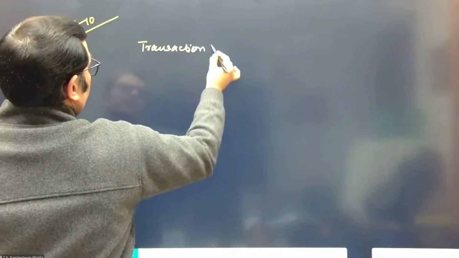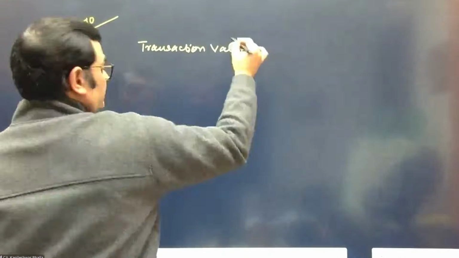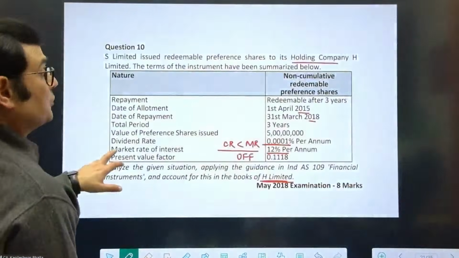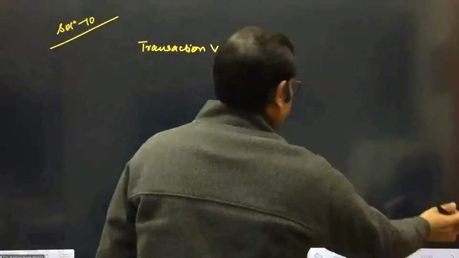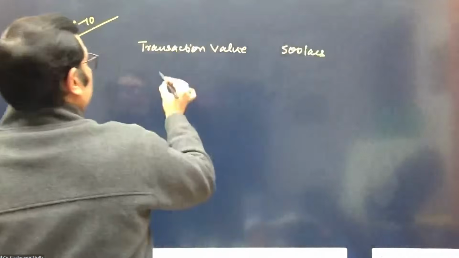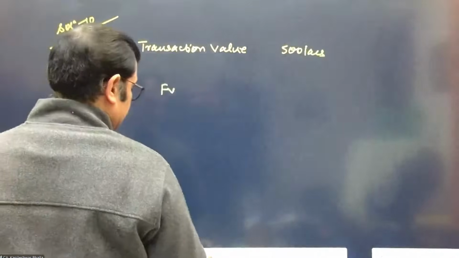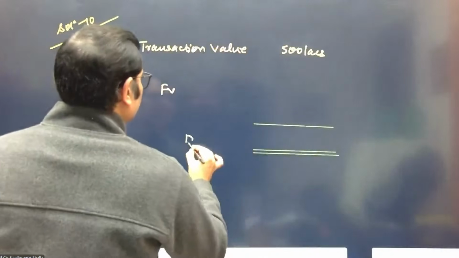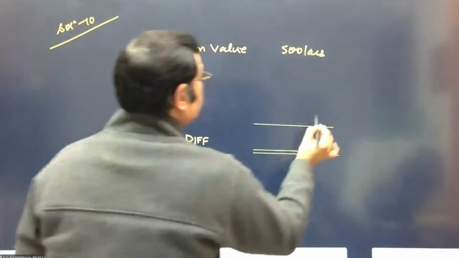So solution 10. We will first of all look at the transaction value. The transaction value in this case is the investment in the preference shares, to the extent of 500 lakhs. And we consider the fair value and get the difference. And how would you consider the fair value calculations in this case?